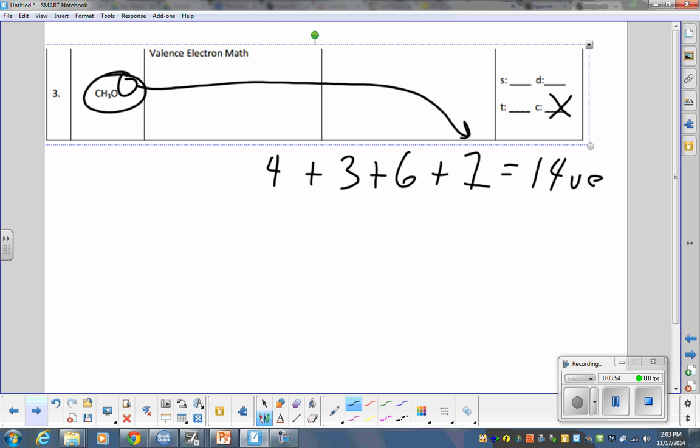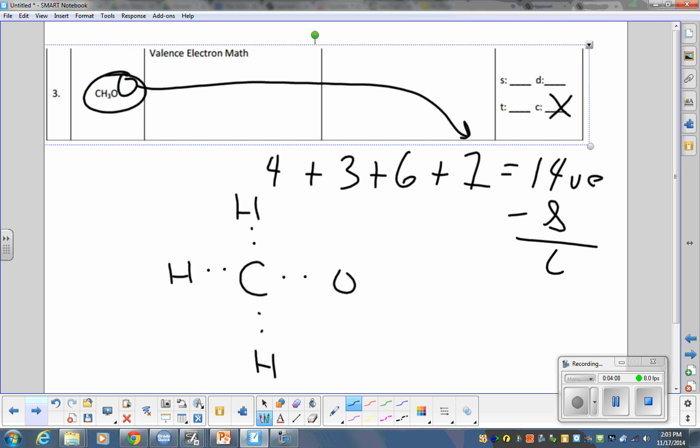Then I draw the skeleton structure. So I'm going to go C with an H, H, and an H, and an O. I'm going to go dot, dot, dot, dot. They all have to have single bonds to start. How many did I use? 8. So 14 minus 8, I have 6 remaining electrons. Then I got to go find needed. Well, hydrogen's always going to be 0.